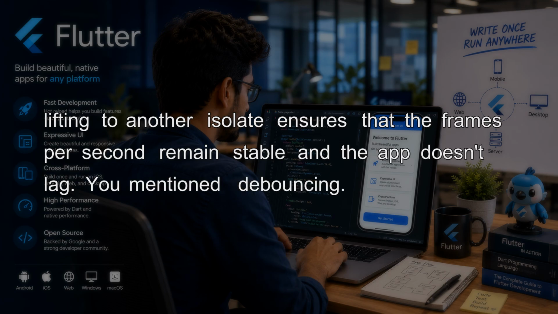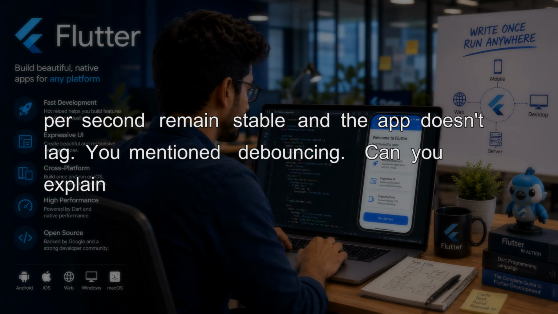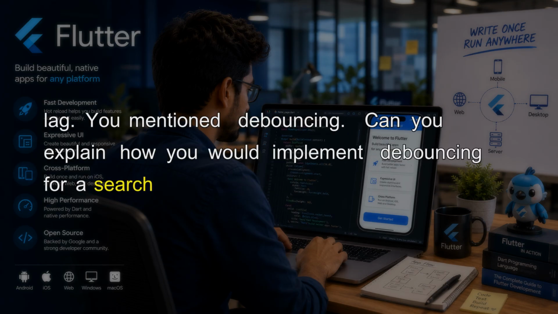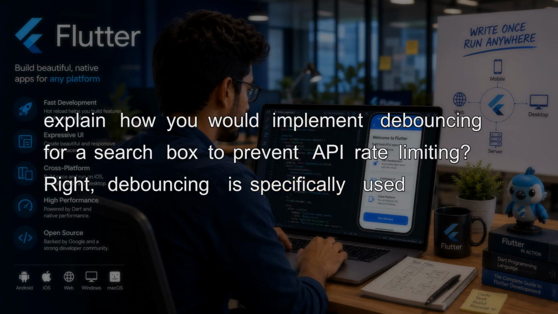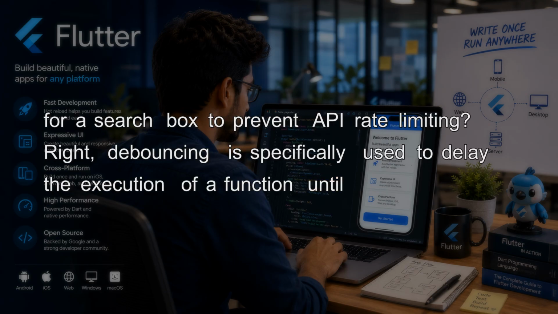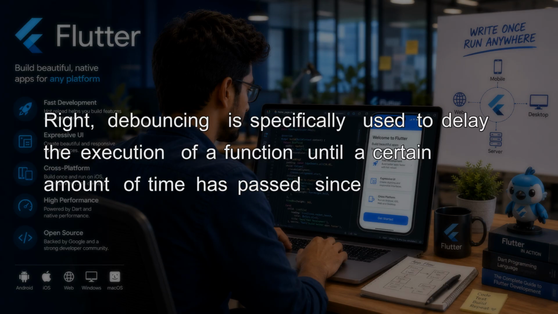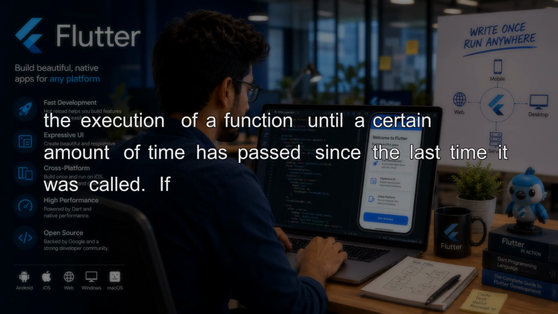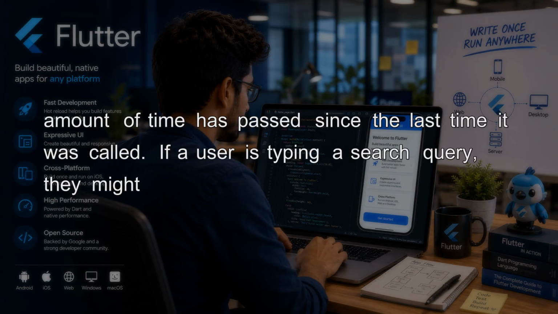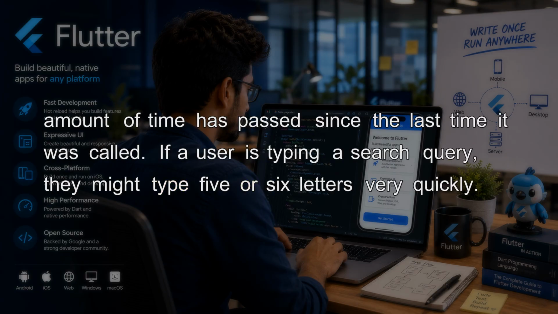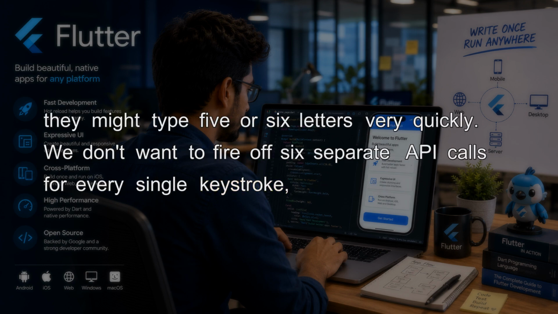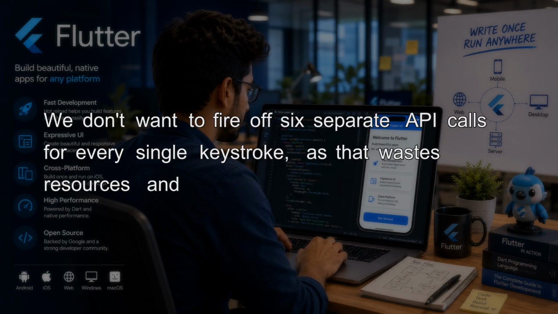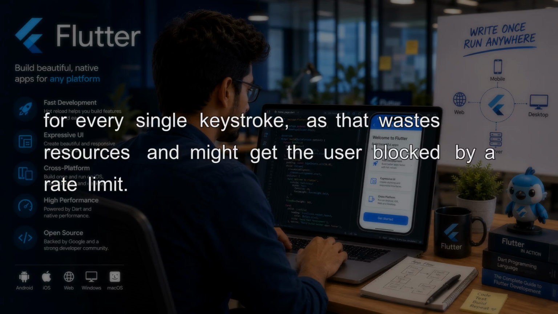You mentioned debouncing. Can you explain how you would implement debouncing for a search box to prevent API rate limiting? Right, debouncing is specifically used to delay the execution of a function until a certain amount of time has passed since the last time it was called. If a user is typing a search query, they might type 5 or 6 letters very quickly. We don't want to fire off 6 separate API calls for every single keystroke, as that wastes resources and might get the user blocked by a rate limit.